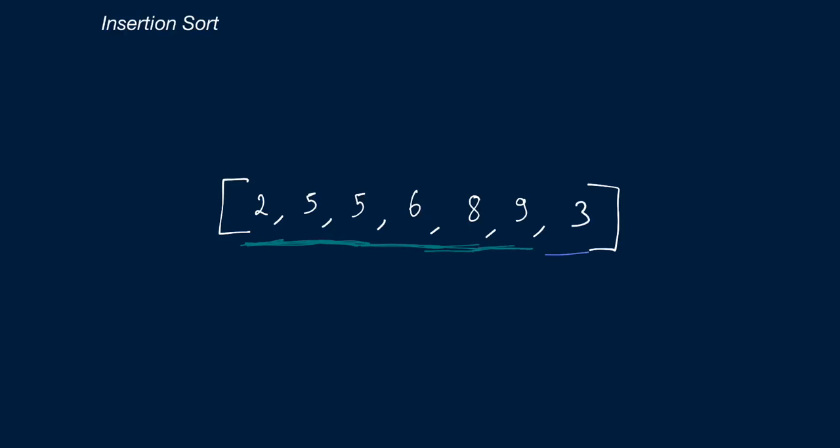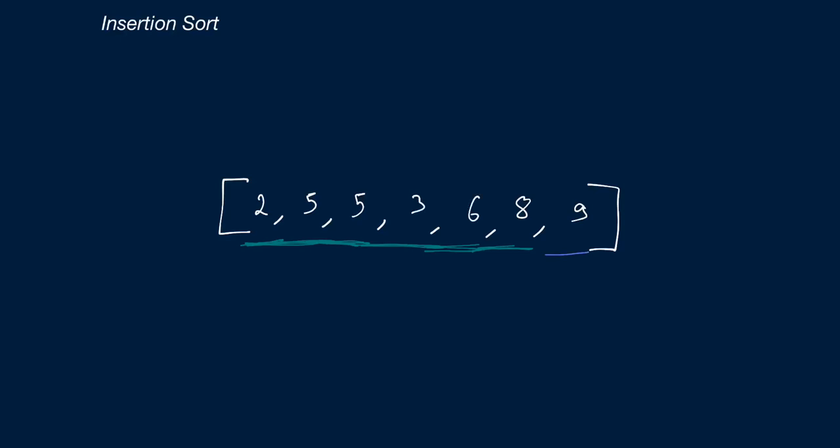So now we are left with 3. We want to insert 3 in this sublist. So compare 3 to 9. Obviously, here we're going to swap them. So we're going to have 3 and 9. Then compare 8 to 3. Again, we're going to swap them because 3 is less than 8. Now compare 3 to 6. We're also going to swap them. So now we can put 3 here and 6 here.